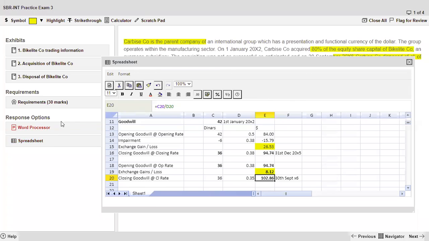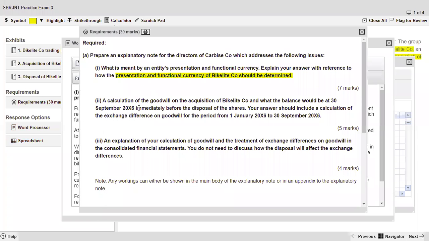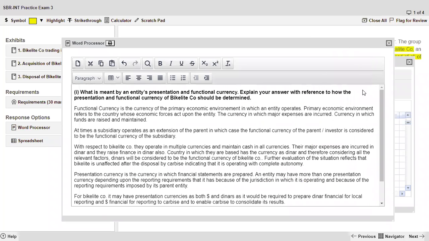So what was the requirement of the question? The requirement of the question was calculation of the goodwill on the acquisition of Bike Light company, and what balance would be at 30th September immediately before. Your answer should include a calculation of exchange difference on goodwill for the period from 1st January to this. Now see.